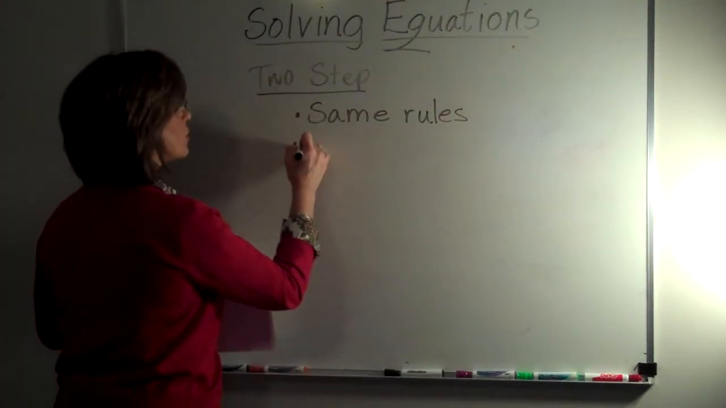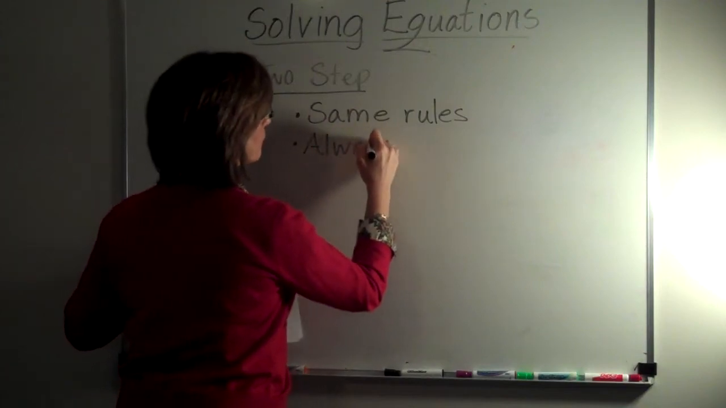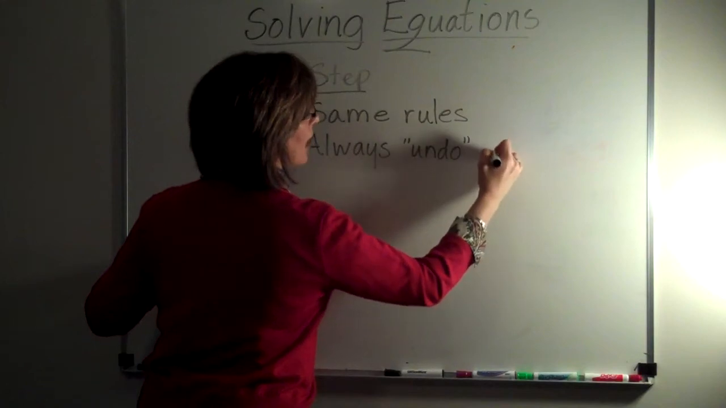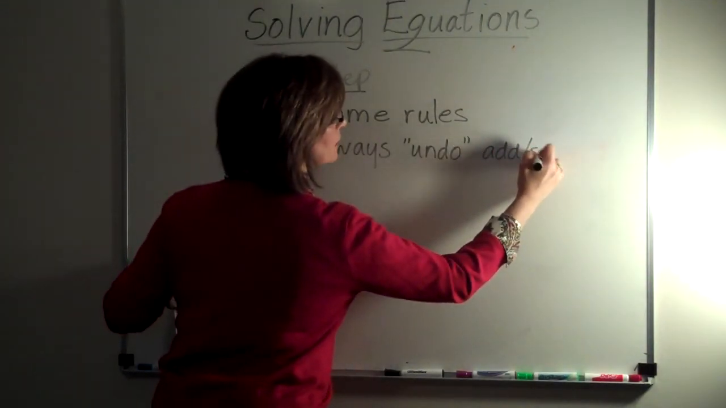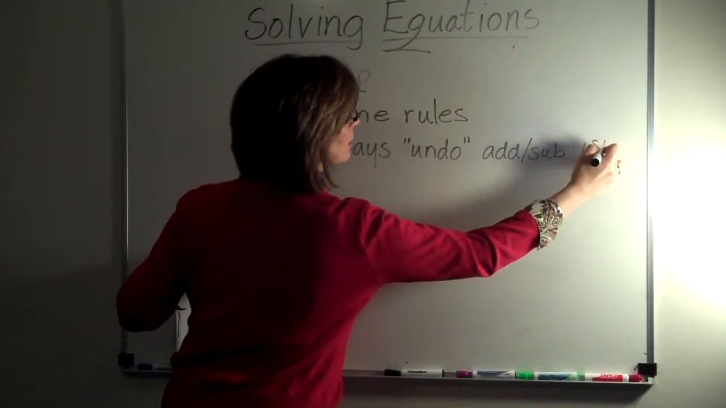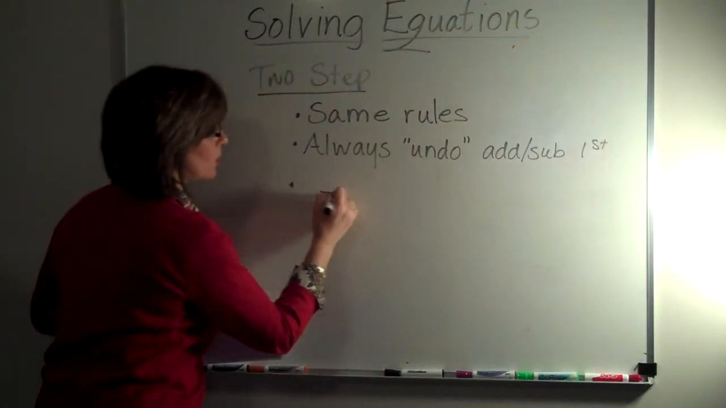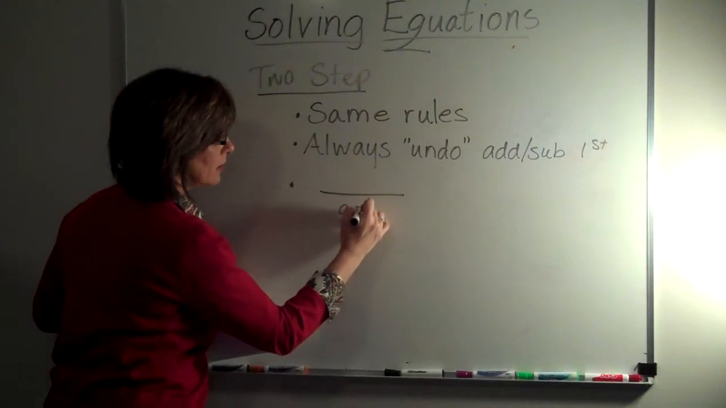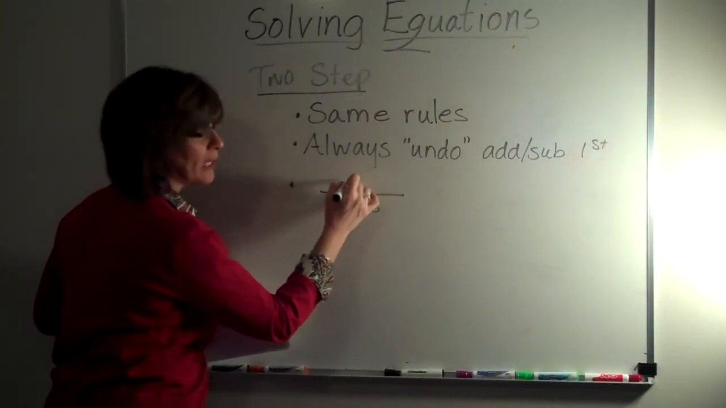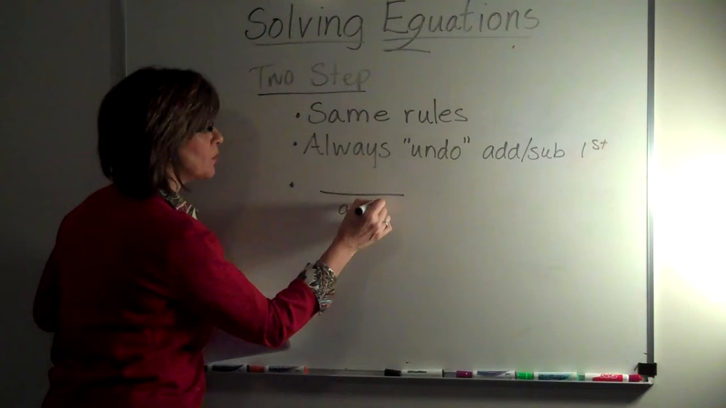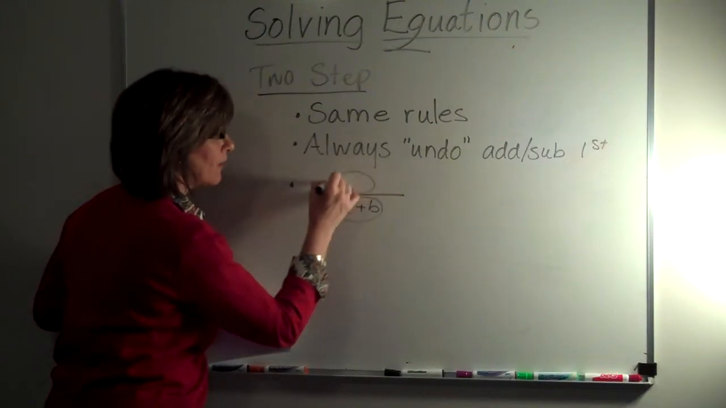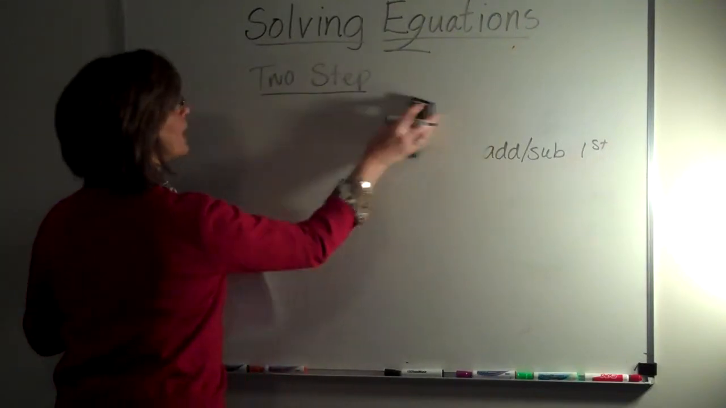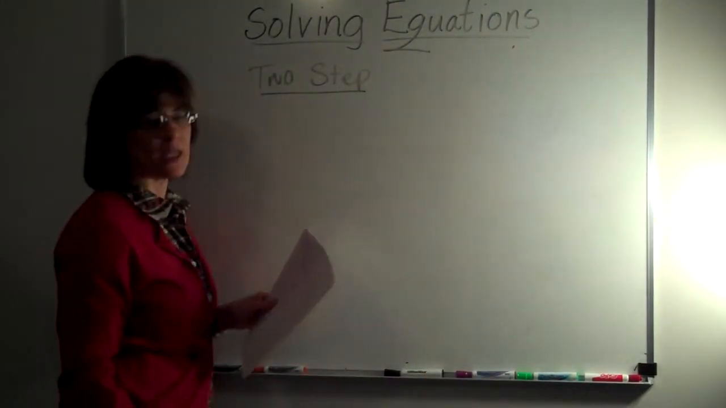We're always going to undo, if you want to call it undo, addition and subtraction first. And sometimes it's going to be a fraction, and you're going to have things to do down here, and you're going to have things to do up here. You're always going to take care of this, take care of that first. All right, so let's look at a few examples of two-step equations.